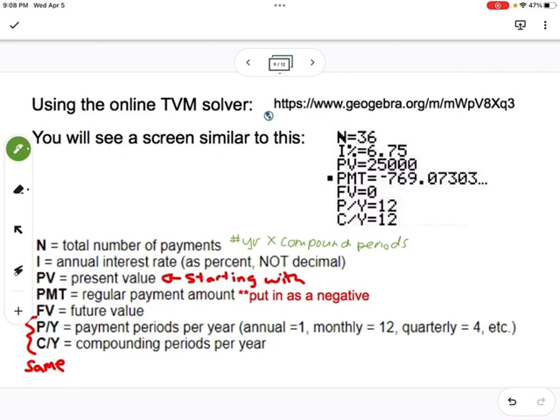Our payment periods per year and our compounding periods per year are the same. So we're just putting the amount. Annually, we would put 1 for both of these. If it was semi-annually, we'd put 2. Monthly is 12, quarterly is 4, and so on with all of the different compounding periods that we could have. So those bottom two are the same number, depending on the number of compounding periods in a year.